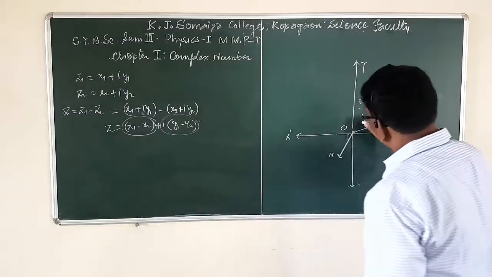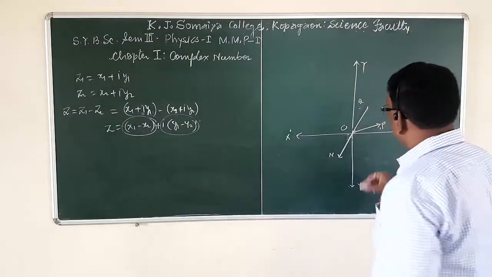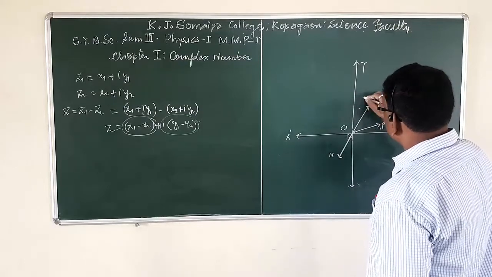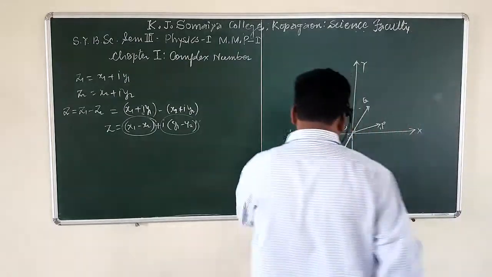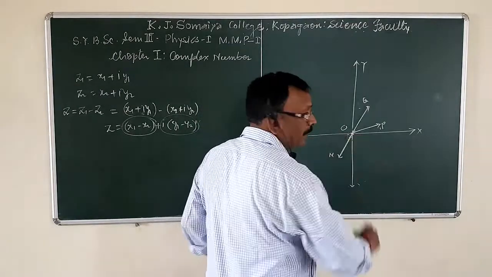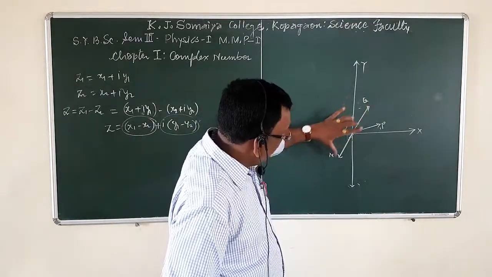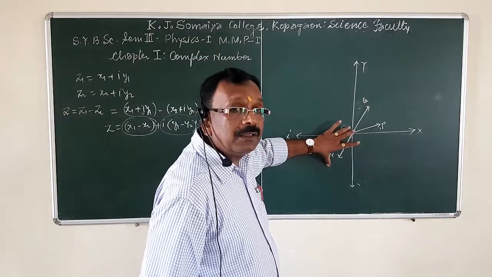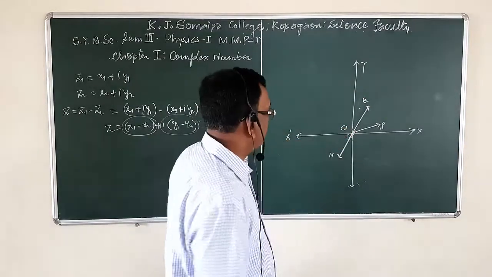Then vector OQ is negatively produced or backward produced, we get vector ON. Note that vector OQ and vector ON are equal and opposite.